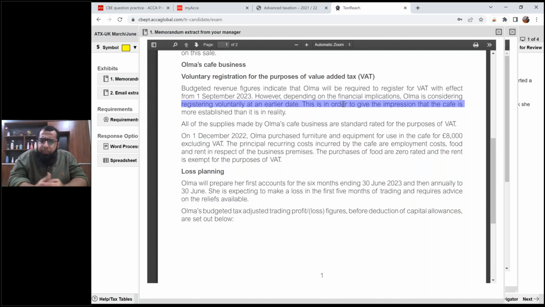Normally businesses do that, they get registered for VAT so that they look more established. It's completely acceptable, so using the word disguise would be wrong. It's completely acceptable to get yourself registered for VAT to give a good impression on the market. And obviously the tax department is also happy with it. Okay, let's return to the question.